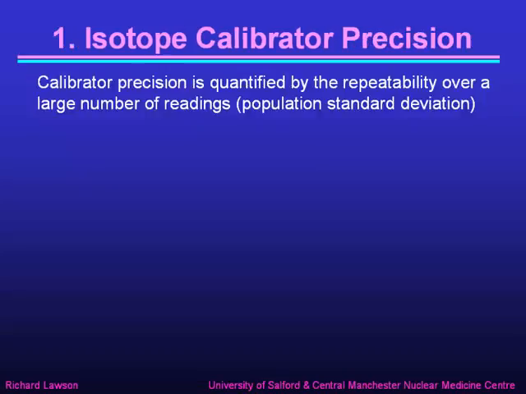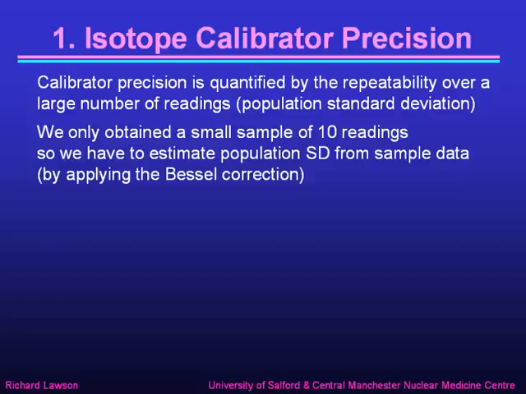First of all, we were asked for the precision of the calibrator. Well, that's quantified by the repeatability over a large number of readings. That would be the population standard deviation if we were able to take a very large number of readings. All we've got is a small sample of 10 readings, so we have to estimate the population standard deviation from our sample data by applying the Bessel correction.